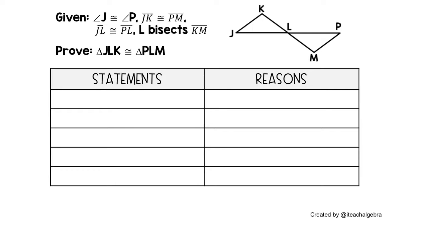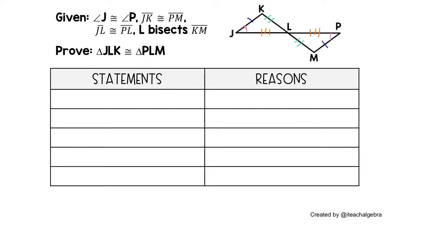We have angle J is congruent to angle P. Segment JK is congruent to segment PM. Segment JL is congruent to segment PL. And L bisects KM. That means those two are also the same. Prove triangle JLK is congruent to triangle PLM.